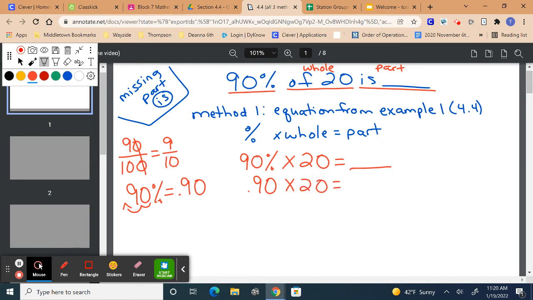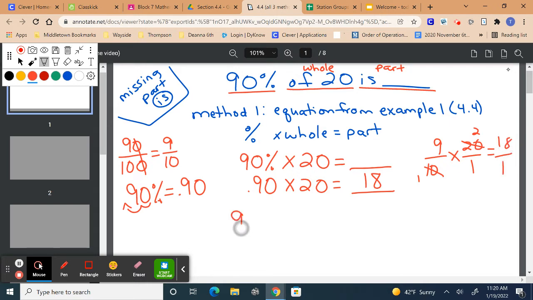And remember, with the long numbers right now, I am allowing you to use your calculator for a little bit. And what you get is you get 18. If you did use your fraction, you could have said 9/10 times 20 over 1, cross cancel, and 9 times 2 is 18, and 1 times 1 is 1, and there's your 18.